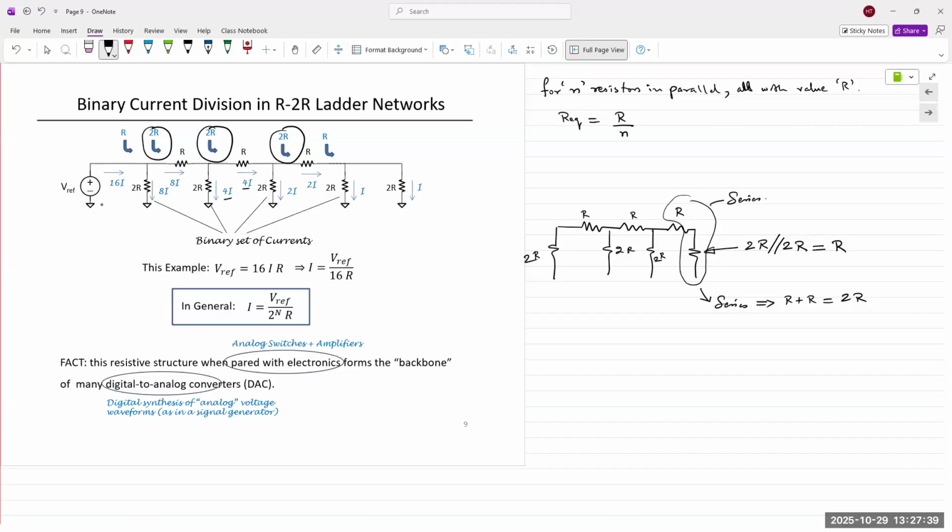When it hits the next node, it again splits into two parts, 2I and 2I. And finally, we have two resistors in parallel, and so this 2I splits into two equal parts, I and I. Doesn't matter what the actual value is. We're just simply stating that it's 16 times I because it divides across 8 different resistors. So it's dividing 4 different times.